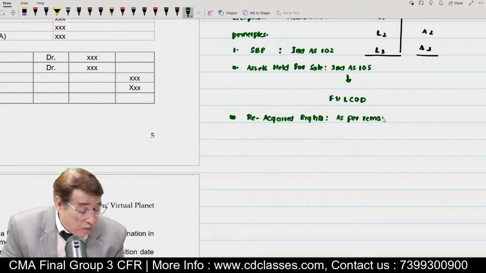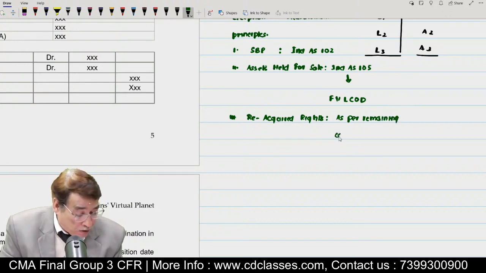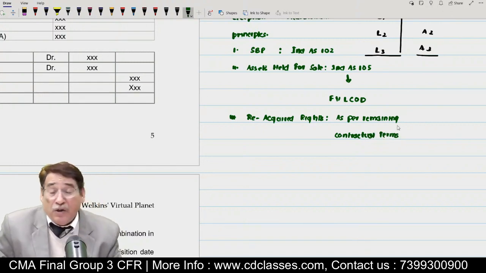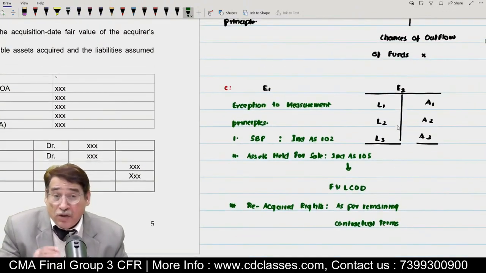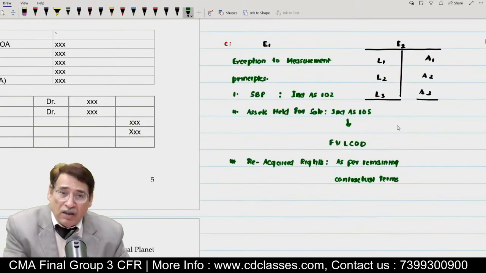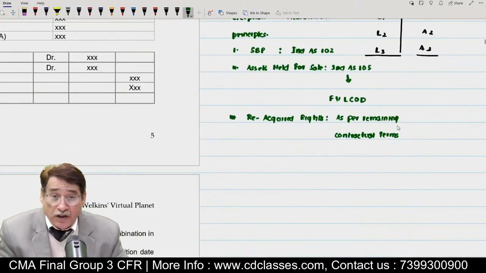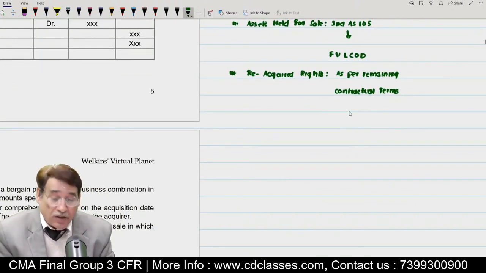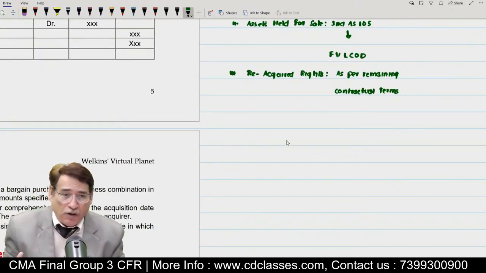As per remaining contractual terms, we are going to measure it. So these are known as exceptions. Remember one thing, nowadays you are facing lots of MCQs also. In the MCQs, such questions may be tossed up in the examination. So that is the reason why you have to pay extra attention to this particular point. Is it clear to you or not?